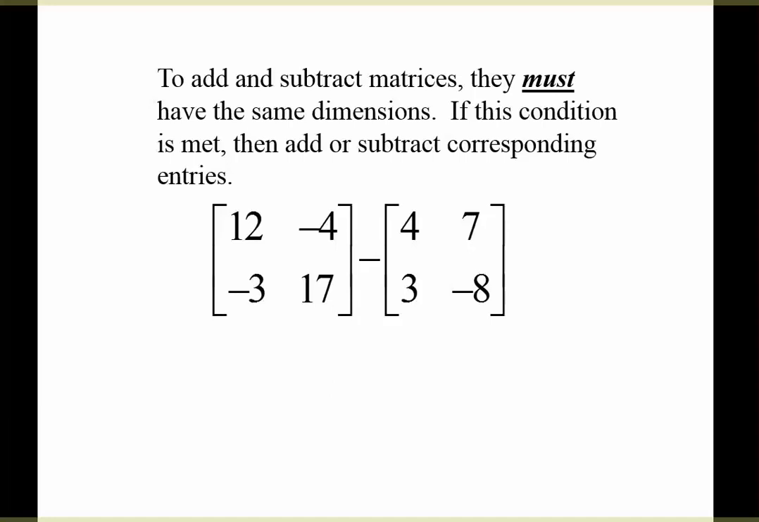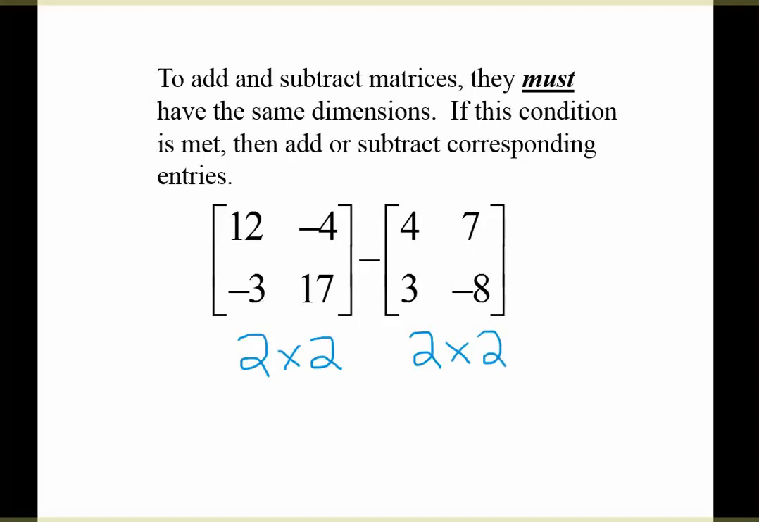Well, we have 2 rows, and it looks like 2 columns. So that is a 2 by 2. And what are the dimensions of the matrix on the right? Well, it has the same dimensions. So it looks like the matrix on the right is also a 2 by 2.